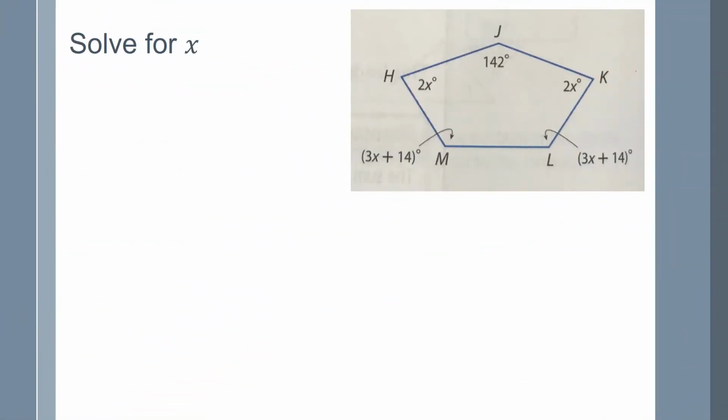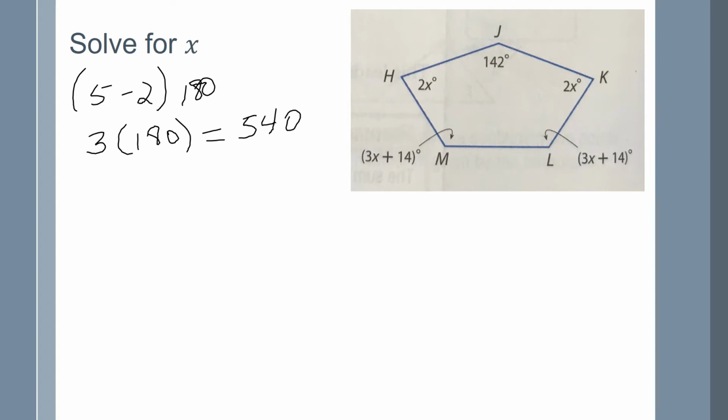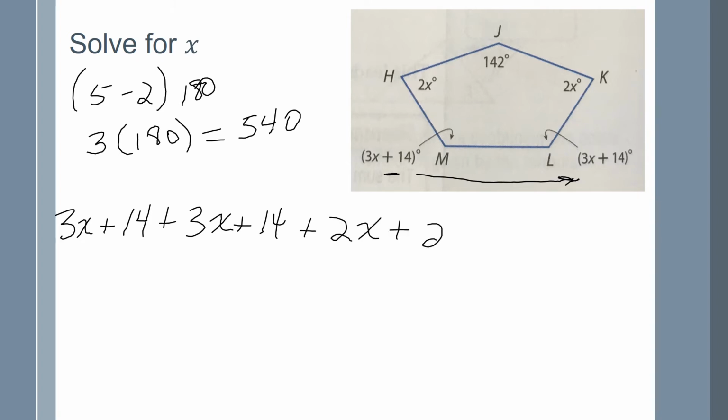So we're going to solve for x here. In the prior slide, we learned that n, the number of sides, which is 5, minus 2, times 180, for this pentagon, right? So 5 minus 2 is 3 times 180, which is equal to 540. Now we want to solve for x. So we're going to take all of these angle measurements and add them up to make them equal to 540. We're going to start right here and work our way around the figure. So 3x plus 14 plus 3x plus 14 plus 2x plus 2x, I'm kind of cut across here, plus 142 equals 540.